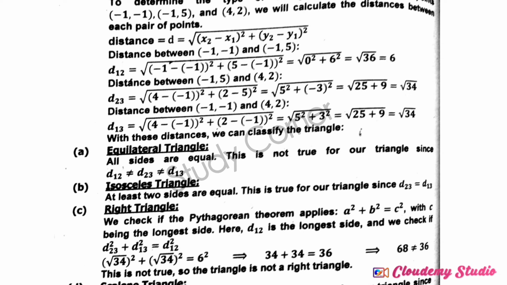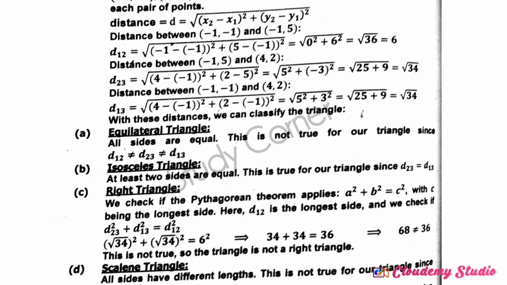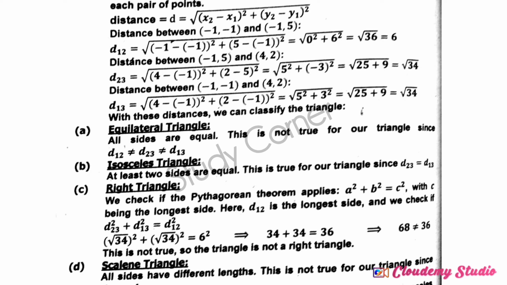For a right triangle, we have to check that the square of the greatest side equals the sum of the squares of the remaining two sides. Here two sides are equal, square root 34 and square root 34, and the greatest side is the square root of 36. We consider the equal sides as base and perpendicular and check with Pythagoras theorem: 34 plus 34 is 68, which is not equal to 36. So this is not a right triangle.